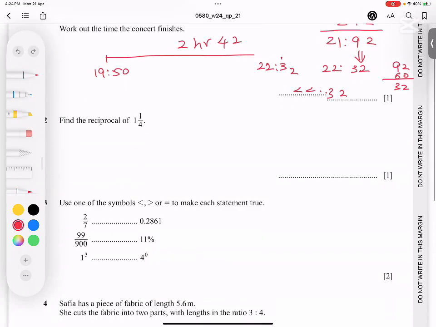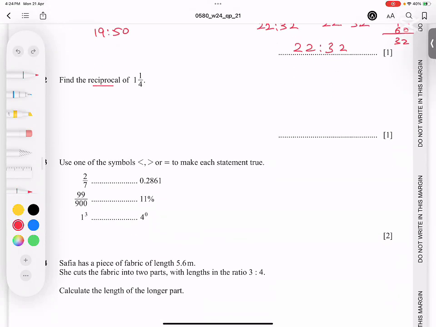Okay, let's talk about the next one. Reciprocal of this. What is reciprocal? First of all, multiply this 4 into 1, and that answer will be added to this. So 4 into 1 is 4, plus 1 is 5. So 5 upon 4. But he said find the reciprocal of this.